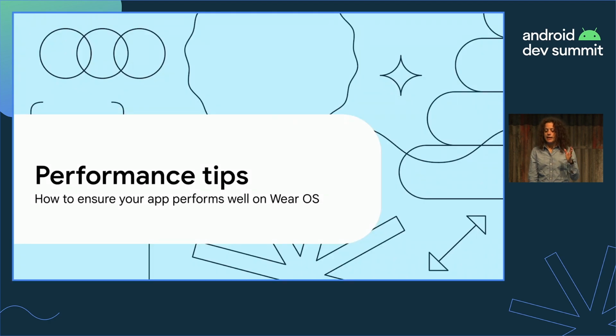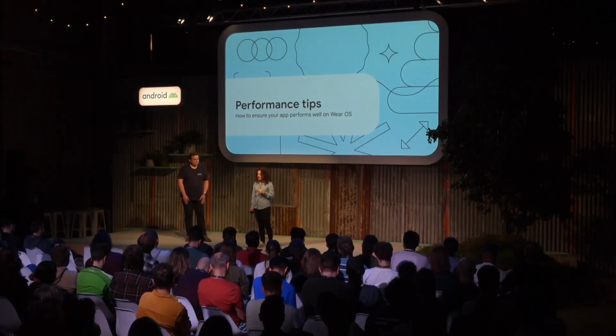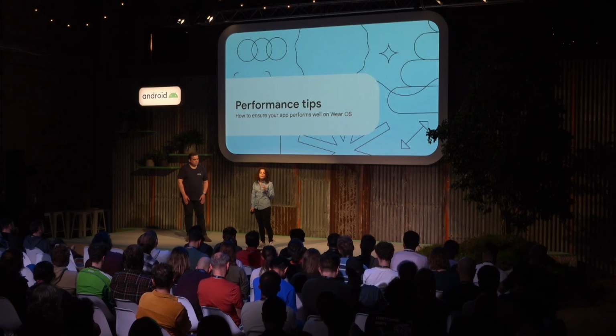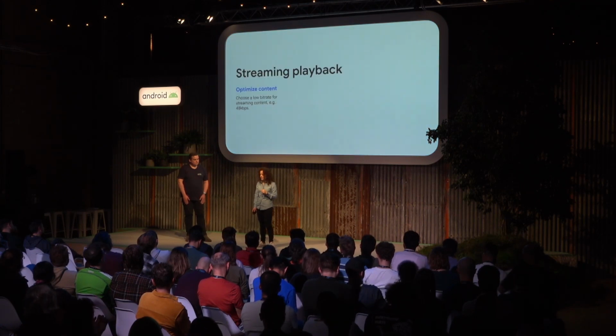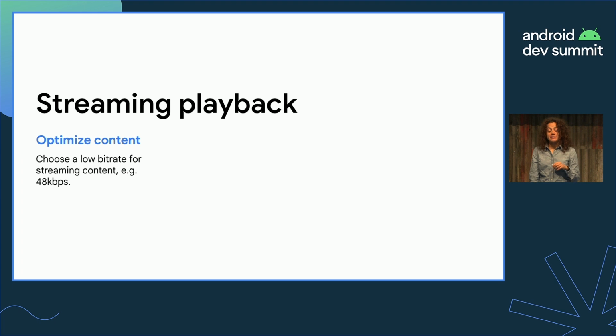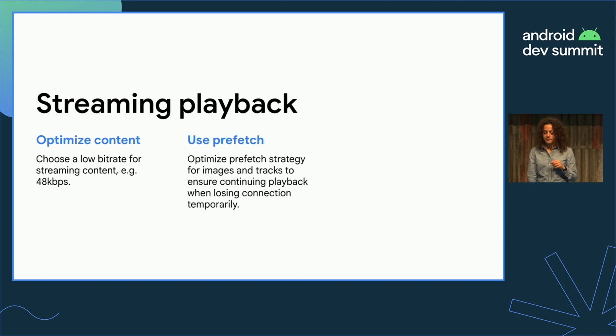With the media screens and ongoing activity, we talked about UI. Let's now learn some performance tips to ensure your app performs well on Wear OS. A big part of ensuring your app has good performance comes down to optimizing streaming playback. Consider the following strategies. Firstly, optimize the content by choosing a low bitrate for streaming, such as 48 kbps. Optimize the prefetch strategy for images and tracks to ensure continuing playback when losing connection temporarily.